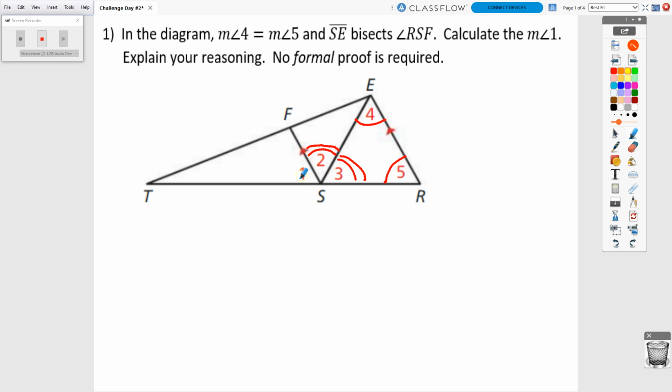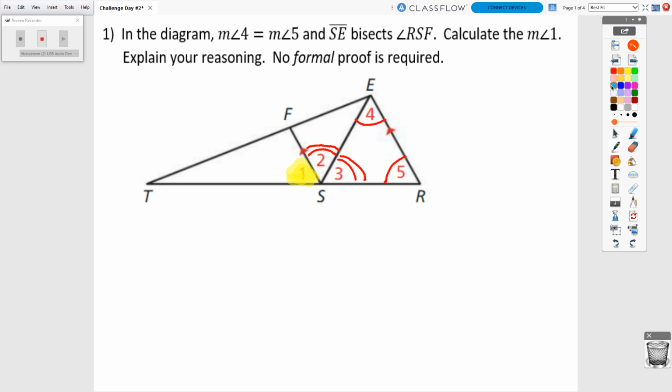So angle 1 over here. Now, initially you might be wondering, how are we going to figure out how big actually angle 1 is when we were given literally 0 values in this entire problem, right? We don't even have a 90-degree angle, let alone anything else. So how are we going to figure out angle 1 when we don't have any actual values?